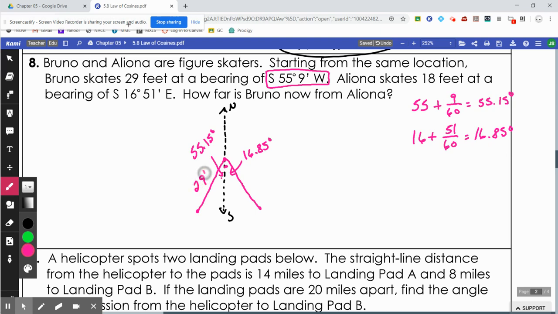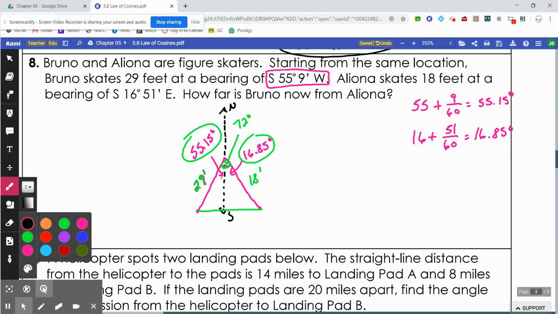Let's see, the first person skated 29 feet. The second, let me draw that in a different color since it's important. The second person skated a total of 18 feet. How far are they apart? So what is the distance from here over to here? Now this whole angle is what we're going to need. So we can add these two angles together, and this whole green angle right here is going to have a total of, let's see, 55 and 16. That's going to be 71, and 1 will be 72 degrees is going to be your angle.